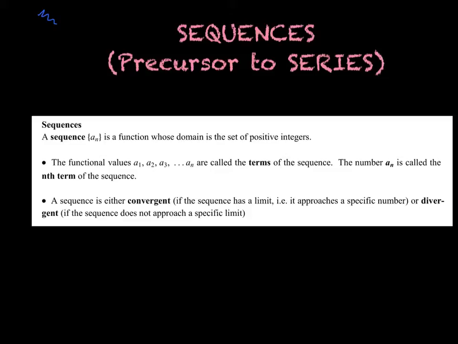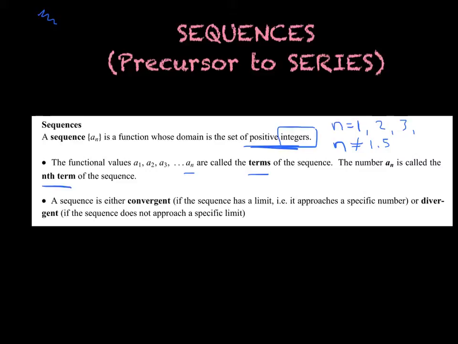A sequence is a function whose domain is only the set of positive integers. Emphasis on integers, okay? So n can be a 1, n can be a 2, a 3, and so forth. n cannot be 1.5. It's only allowed to be positive integers. We've got function values a sub 1, a sub 2, a sub 3, a sub n. They're called the terms, and a sub n is called the nth term here.